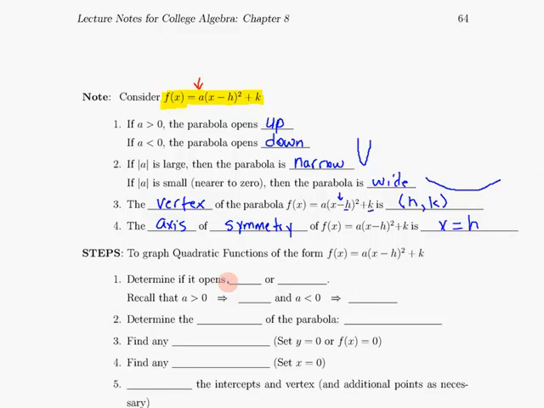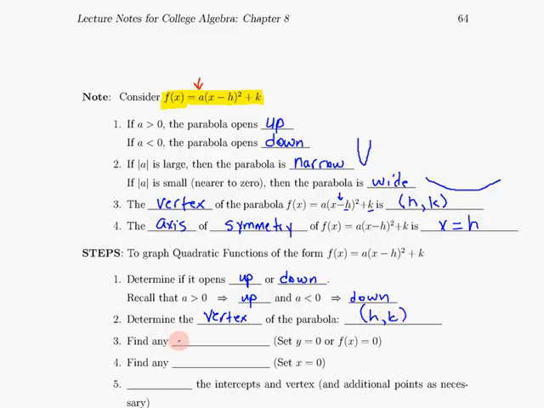So here's what we do. If we want to graph this quadratic function and it's in this form, we first determine if it opens up or down. Again, if a is positive, it's up. If a is negative, it's down. That's the number out in front of the square. Then we determine the vertex of the parabola. We just identify what the h and the k are.